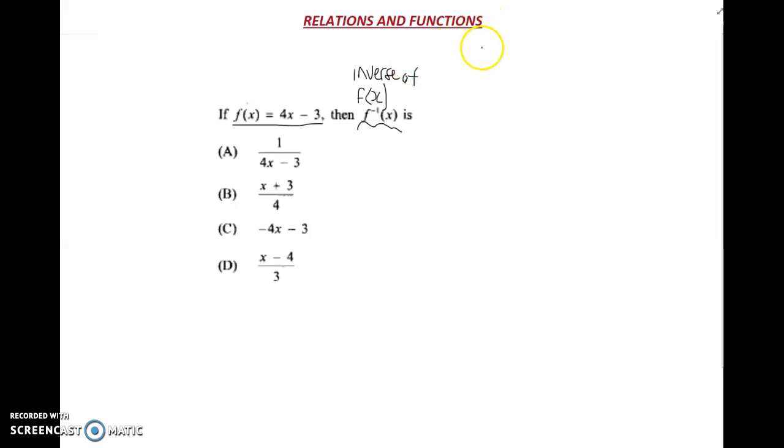So to find the inverse, step 1, let y equal f of x. Meaning, I have f of x equals 4x minus 3. Just replace the f of x with y, right? We knew about that from before.